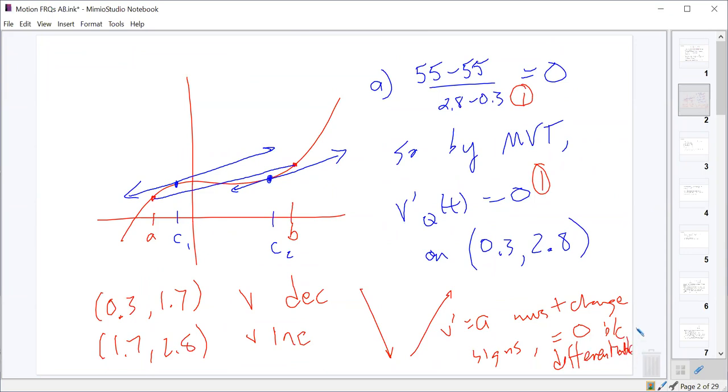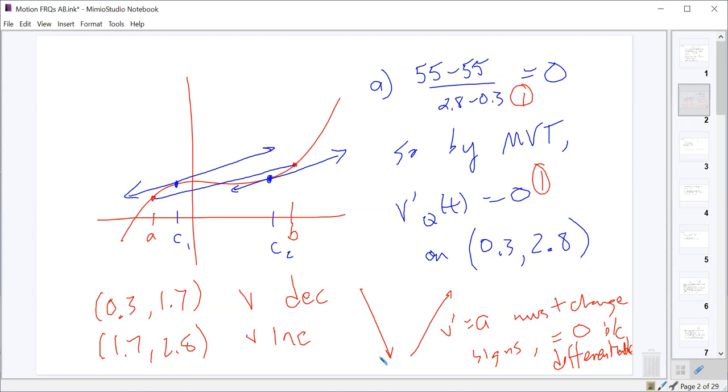You could have said that because this was a closed interval, there had to be an absolute max and there had to be an absolute min on this interval. And you could have shown sort of the same kind of thing, that there must have been an absolute minimum because it went from 55 to 55 at the endpoint. So because it decreased, you knew there was a minimum somewhere in there by the extreme value theorem. That would have worked. Any of these would have worked.